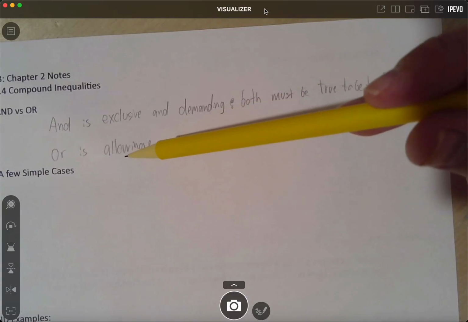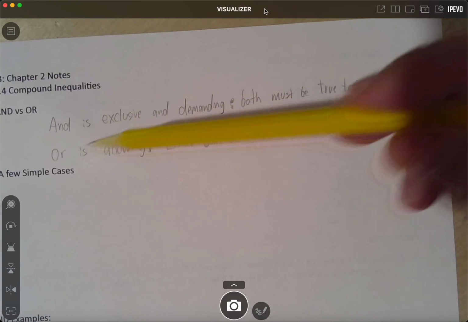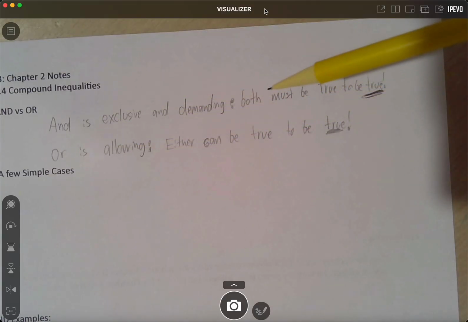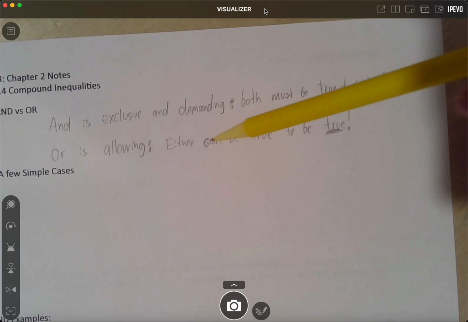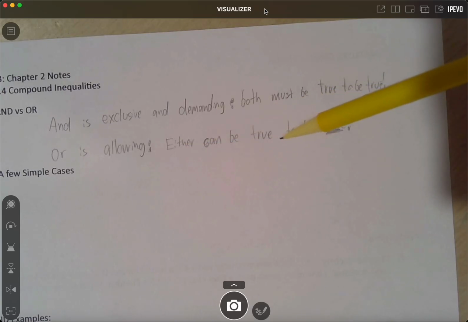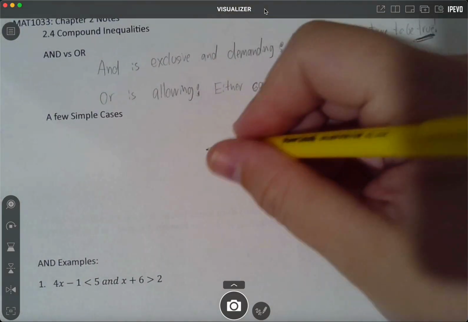Now, or is allowing. So again, and demanding, or allowing, they kind of rhyme. Hopefully that helps you. And what I mean by allowing is either equation can be true, and then it's true for the entire equation, or both of them put together. Now what we need to do is figure out what that means graph-wise, and we need to actually look at a few different cases here.